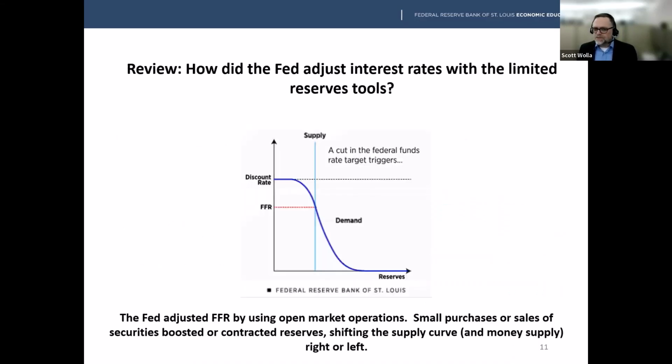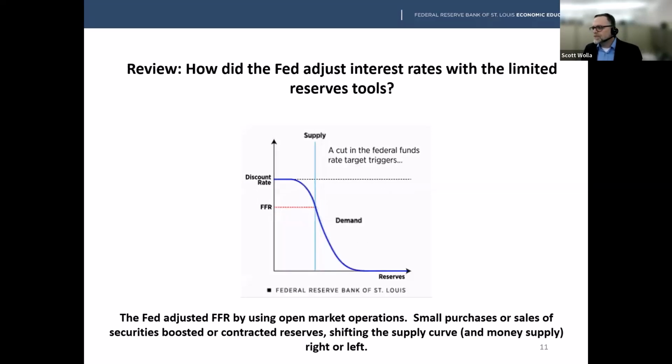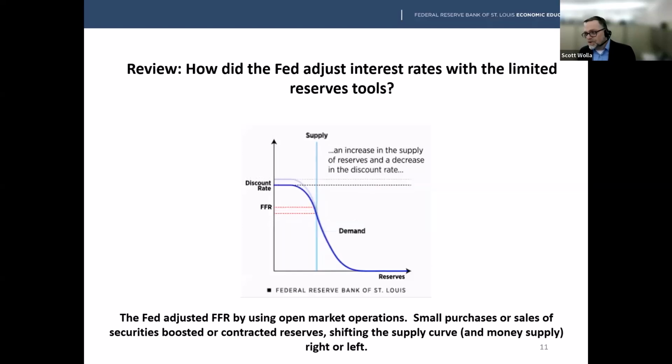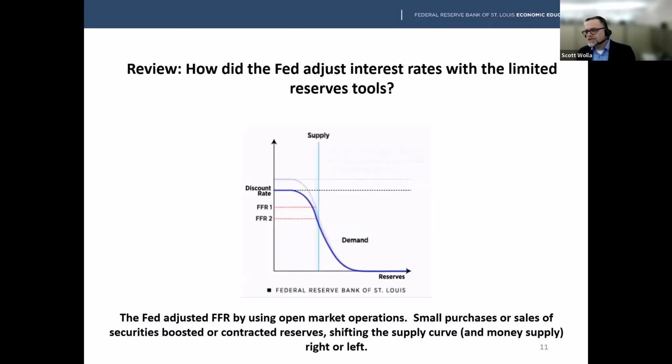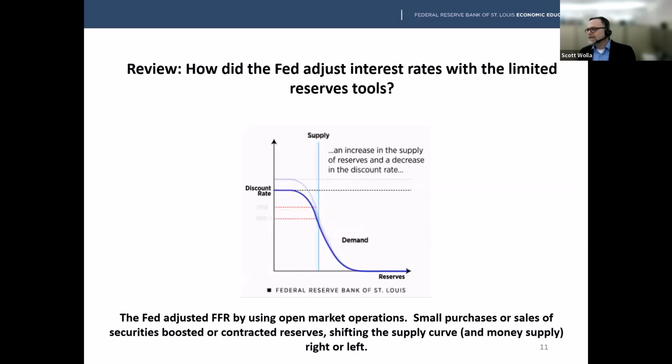On the next slide, I'm just going to take a few minutes and review what that limited reserves regime looked like. So prior to 2008, the Fed was operating with limited reserves in the banking system. In that framework, the Fed's tools work like this. The federal funds rate was determined in the federal funds market. Like other markets, the rate was determined by supply and demand. Here on the graph, you see that the federal funds rate is at the intersection of supply and demand.